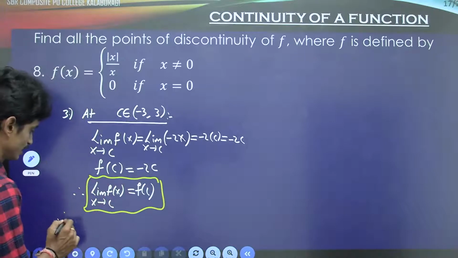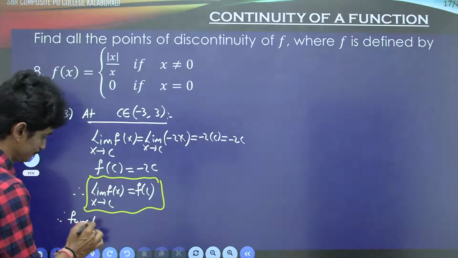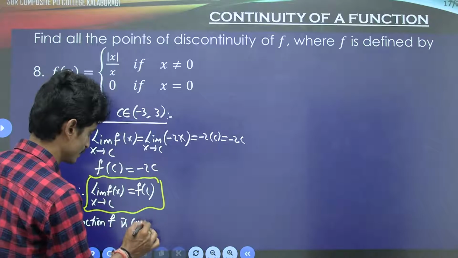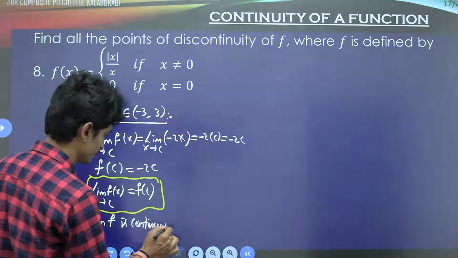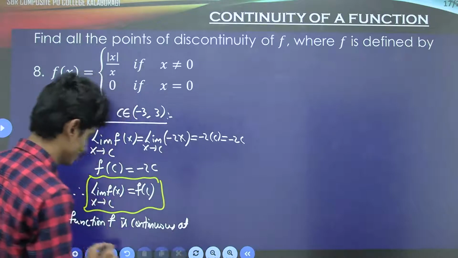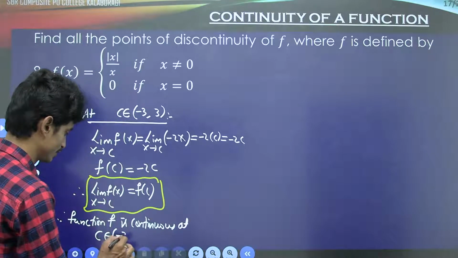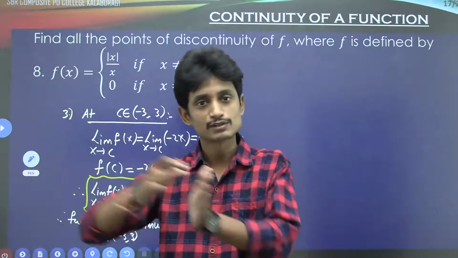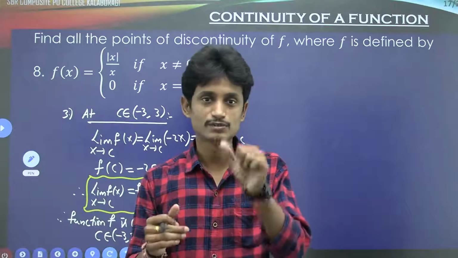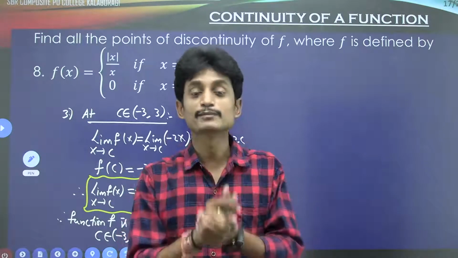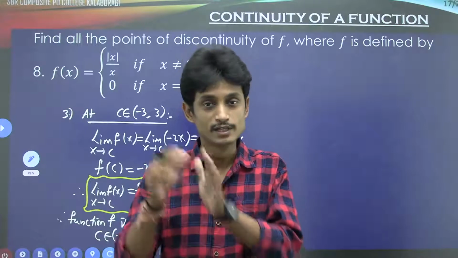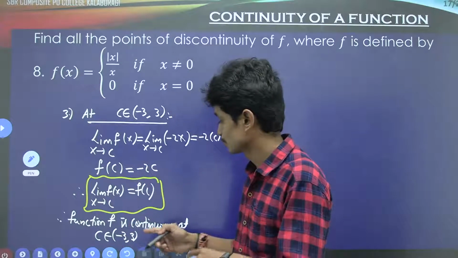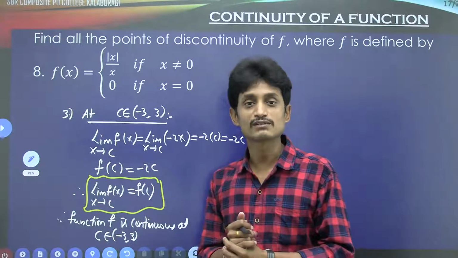What can we write? Therefore, function f is continuous at c belonging to the interval minus 3 to plus 3. So, from minus 3 to minus infinity we have determined there is no point of discontinuity. Exactly at minus 3, there is no point of discontinuity. Between minus 3 and plus 3, there also is no point of discontinuity. Now, we have reached 3. Exactly at that place 3 we can determine.